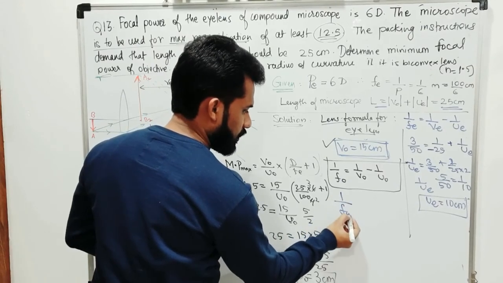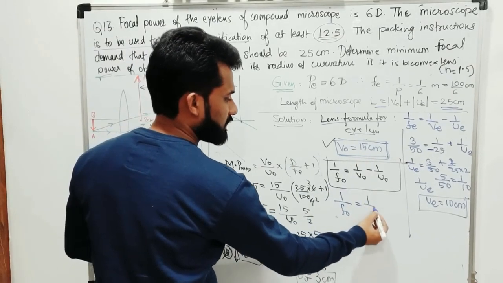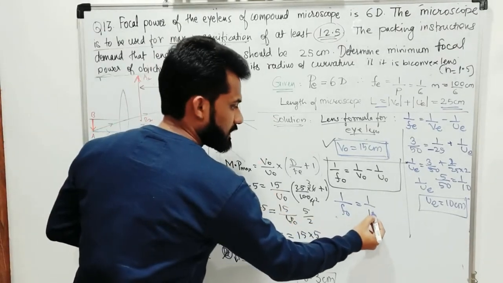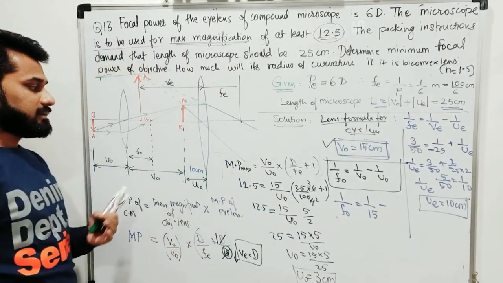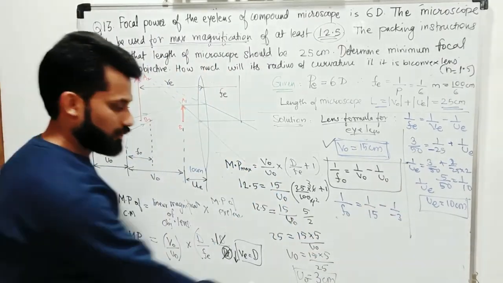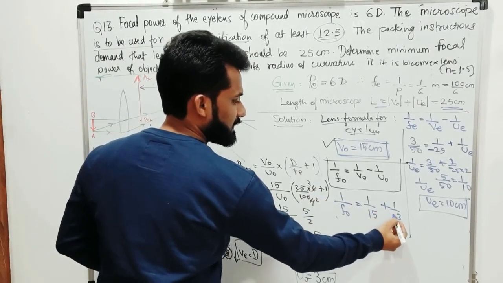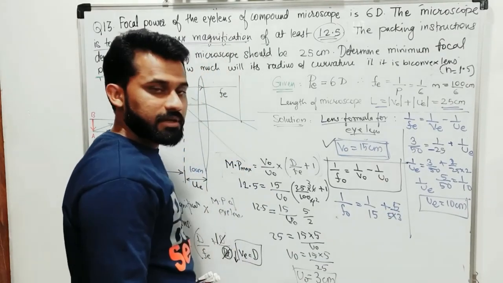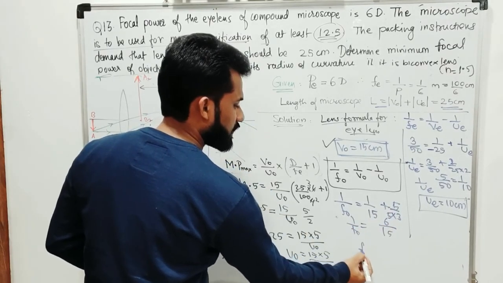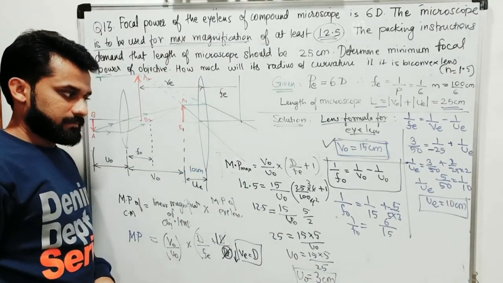1 by F naught is equal to 1 by V naught, which is 1 by 15 plus or minus. For this lens, V naught is to the right, so plus 15, minus 1 by U naught, but U naught is to the left, so minus 1 by 3, because U naught is to the left side, so I need to put negative sign, so that minus minus will become plus. Make LCM same, multiply by 5. So denominator 15, upper 5 plus 1, 6 is 1 by F0. So 1 by F0 will be 6 upon 15.